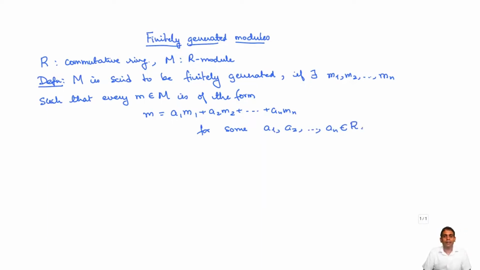For example, if R is a field, then R modules are just vector spaces over the field. And a finitely generated R module is just a finite dimensional vector space over the field. And if you want an example of an R module that's not finitely generated, you could again just take R to be a field and take an infinite dimensional vector space over the field.